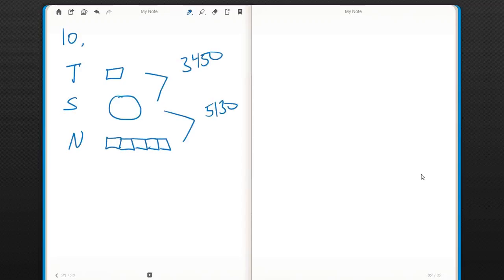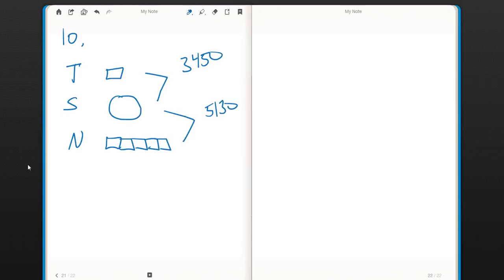All right, I paused and drew a little bit for you. I made Shelley's coins a circle. I don't know if it's a big box or a small box. I just made it a circle, so we realize that she has some, but we have no idea how it compares to Tim's and Nina's. But I do know that if I combine Tim and Shelley, I have 3,450. If I combine Shelley and Nina, then I have 5,130.